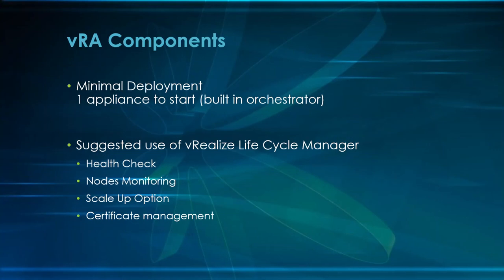The components for VRA are very simple. When 7 came out, it was a different appliance for the orchestrator and a different appliance for the automation piece. How many, like 3 total, Dale, in the past? Yeah, you could do 2. Now it's just 1 because the orchestrator is built into the actual appliance. I highly suggest using the lifecycle manager because it can do the health check, and if you're running load balancers, it can monitor all that, and the scale up option is there. And the certificate management is there as well.